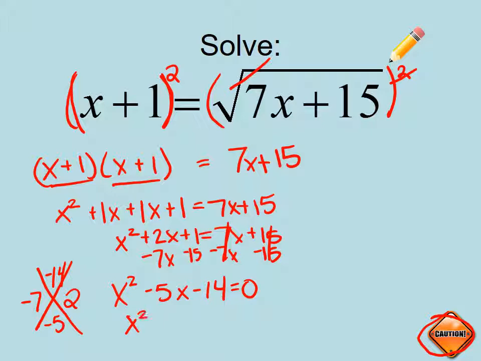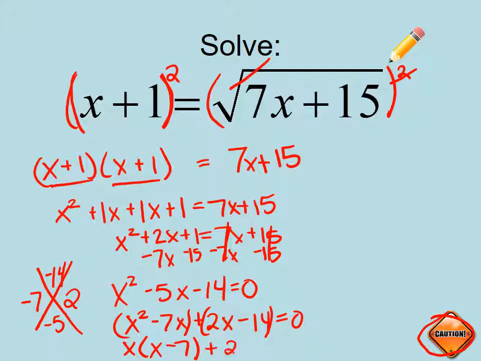My next step would be to replace that middle term with my new middle terms, and then use grouping. Take an x out of the first set, take a 2 out of the second set. Perfect, I got the same thing twice. If I factor out an x minus 7, I have an x plus 2 remaining. Those are my two factors by using that grouping step.